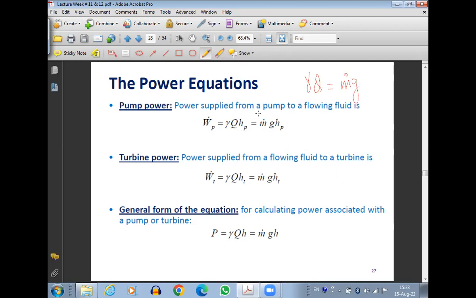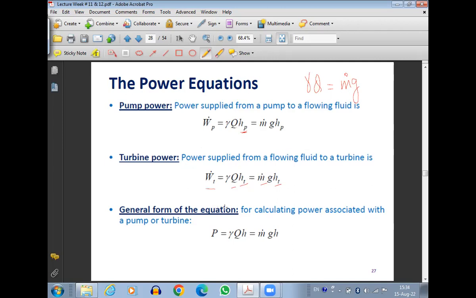So this is the basic formula. If you know the pump head HP, and whether you know m dot, the mass flow rate, or Q, the volume flow rate, you can use it in the formula and find out the pump power supplied. In the same way, for the turbine power, if you know the turbine head and the volume flow rate, or the turbine head and the mass flow rate, you can find the power supplied to the turbine.